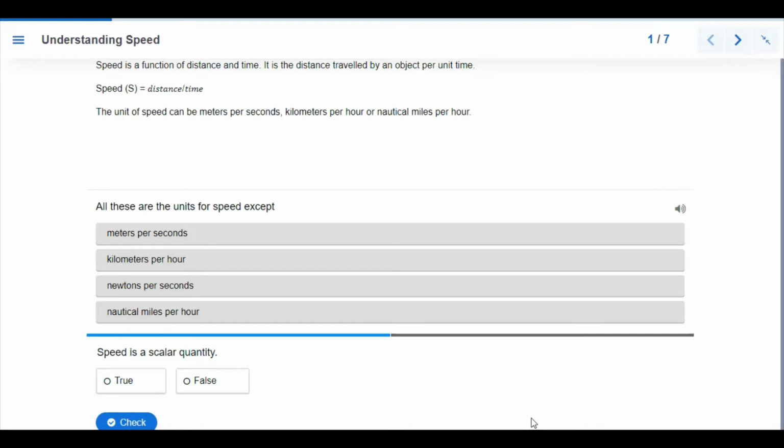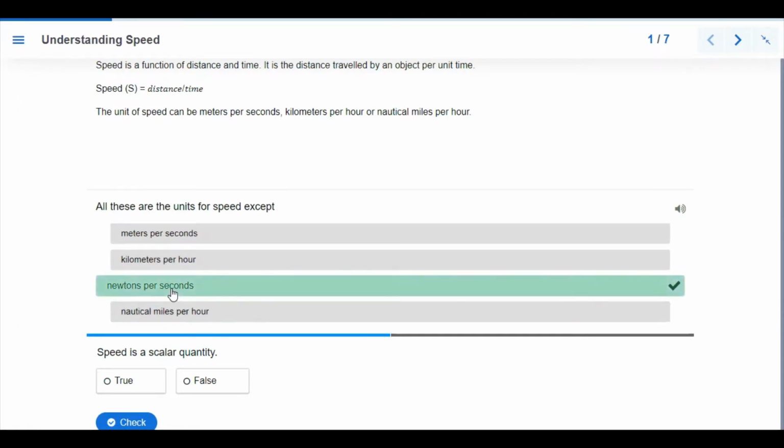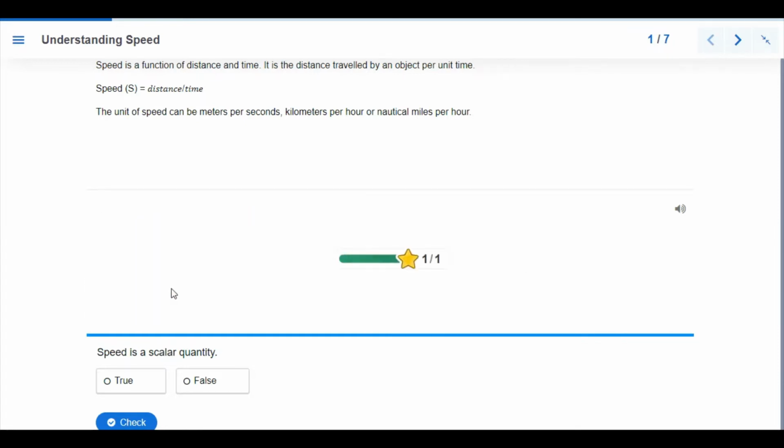Looking through this exercise, all these are units for speed except one: we have meters per second, kilometers per hour, Newton per second, no, nautical miles per hour, yes. So Newtons per second, that's correct. Now, speed is a scalar quantity.